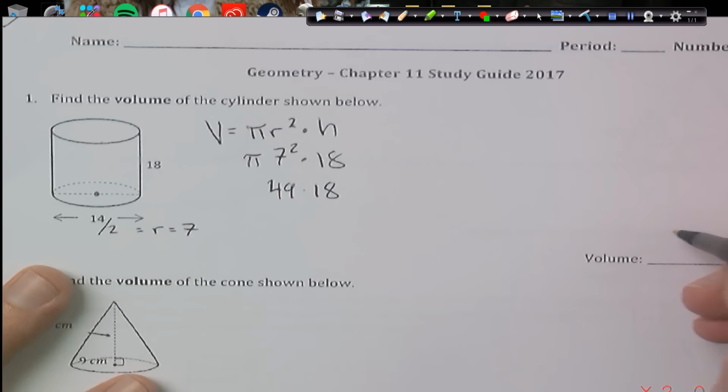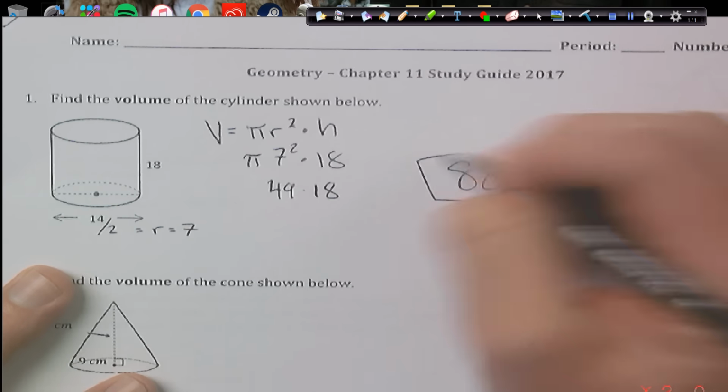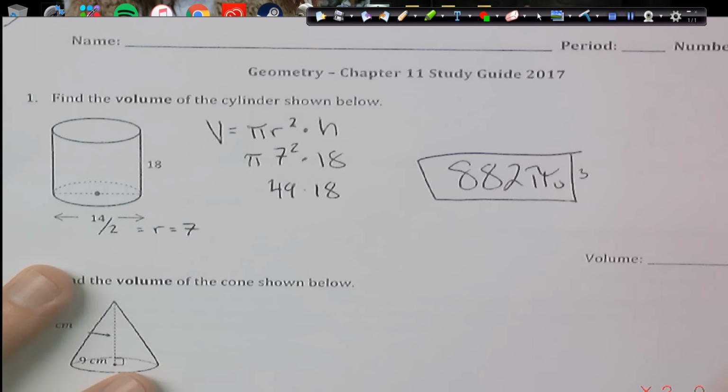And then we're going to get 882 pi. Oh, sorry, no units on this picture, so we're just going to put units cubed. Sorry about that.